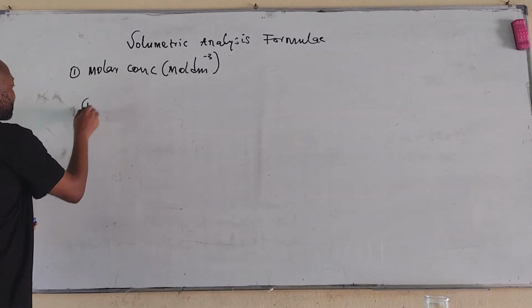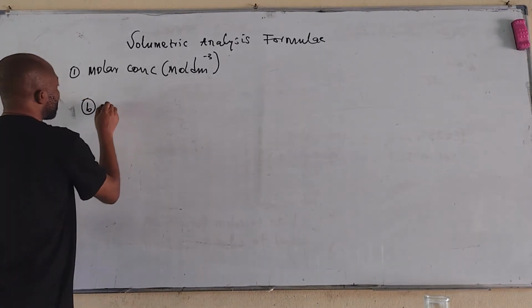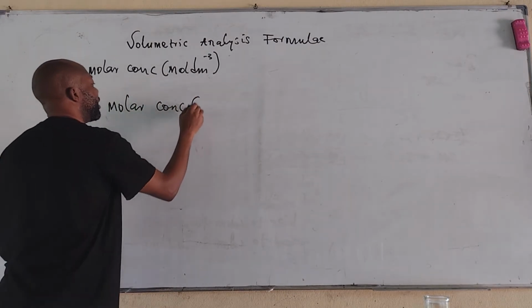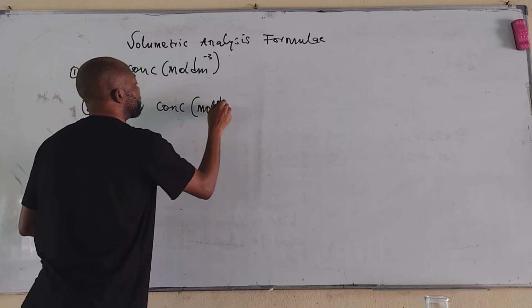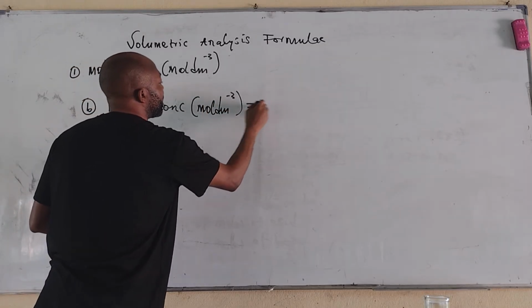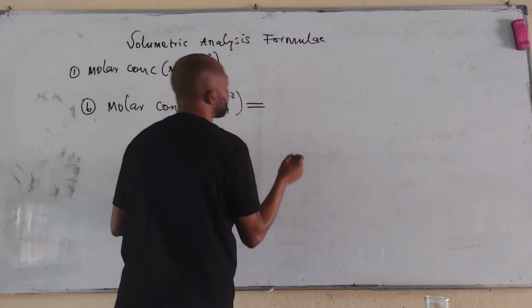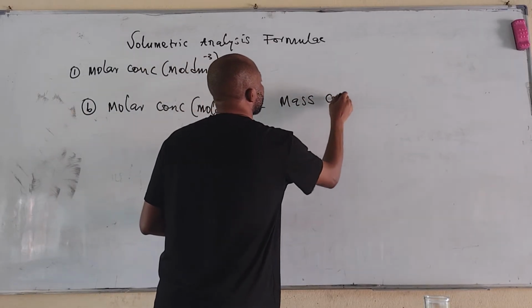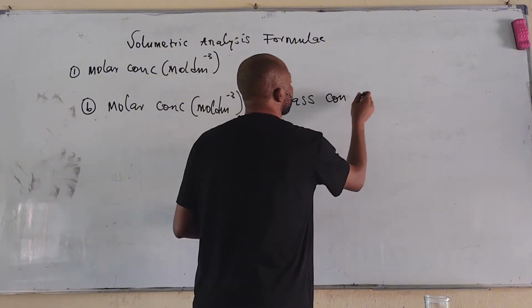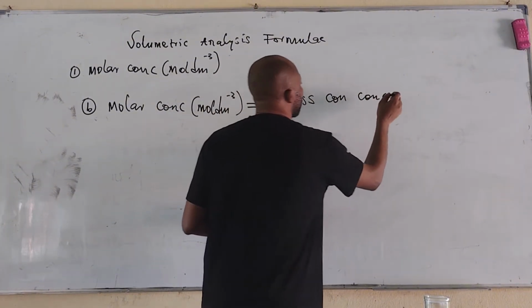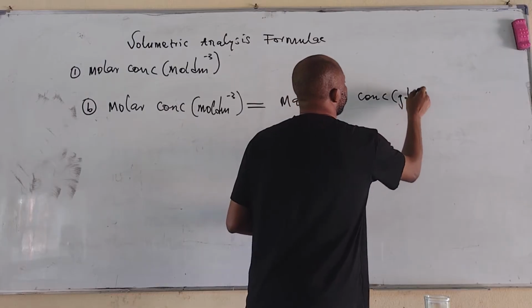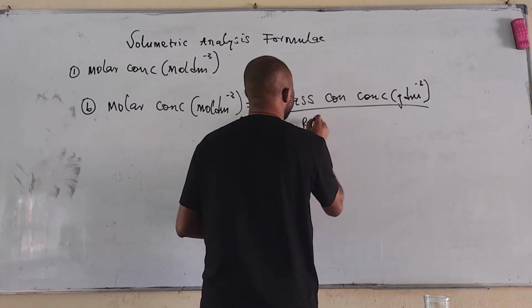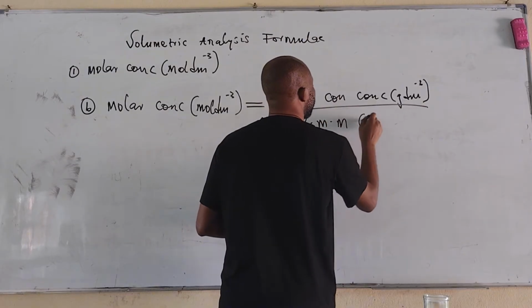B: molar concentration in mole per dm³ is equal to mass concentration in g/dm³ over relative molecular mass in g/mole.